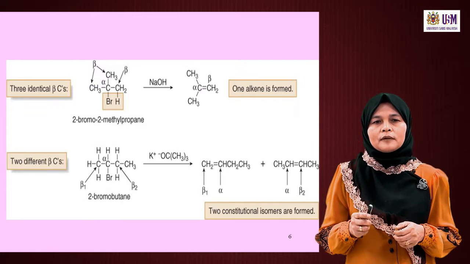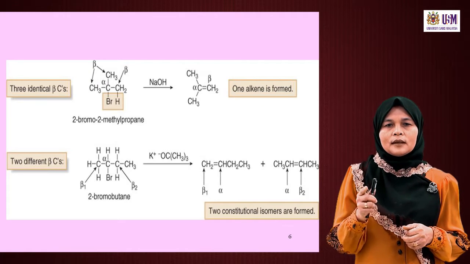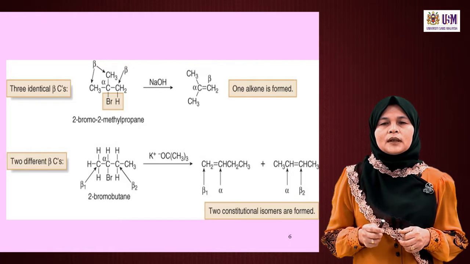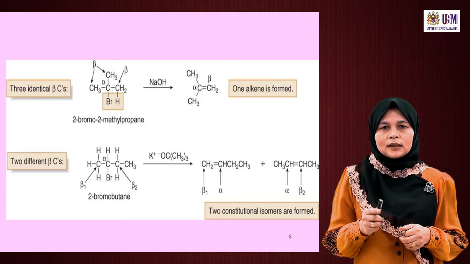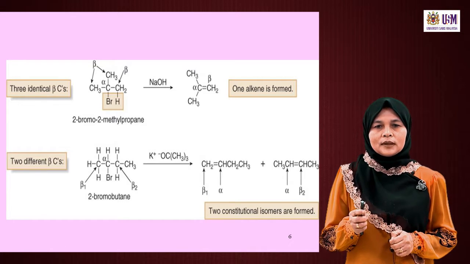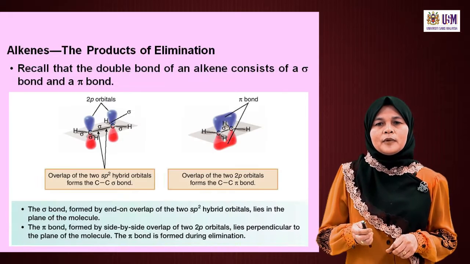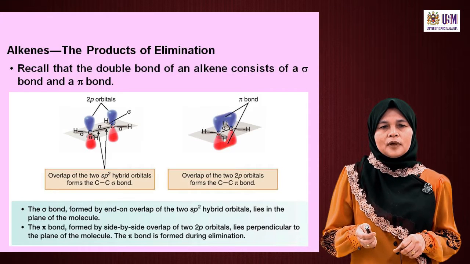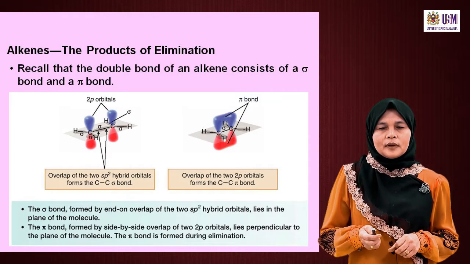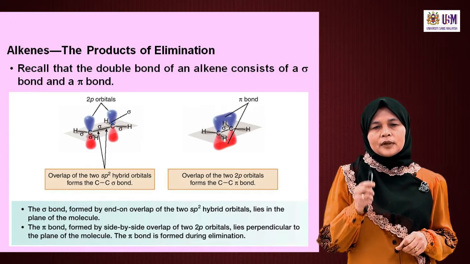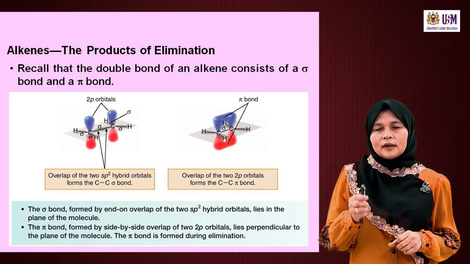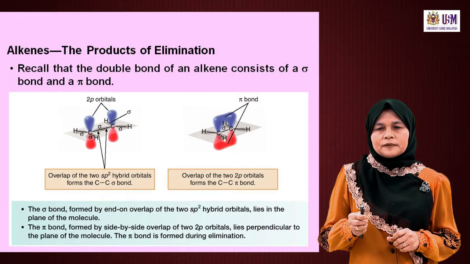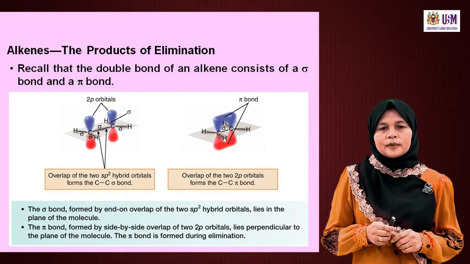To draw any product of dehydrohalogenation, find the alpha carbon. Identify all the beta carbons with hydrogen atoms and remove the elements of hydrogen and X from the alpha and beta carbons, and form a sigma and pi bond. The double bond of an alkene consists of a sigma bond and a pi bond. Overlap of the two sp2 hybrid orbitals forms the carbon-carbon sigma bond, and the overlap of the two p orbitals forms the carbon-carbon pi bond.